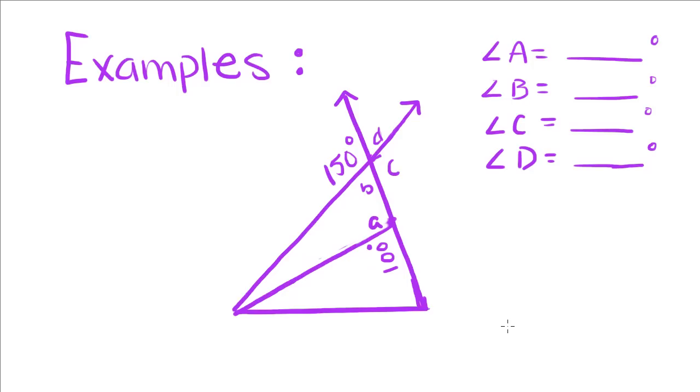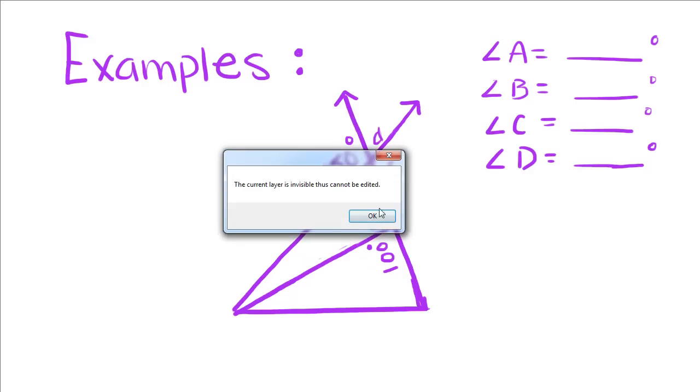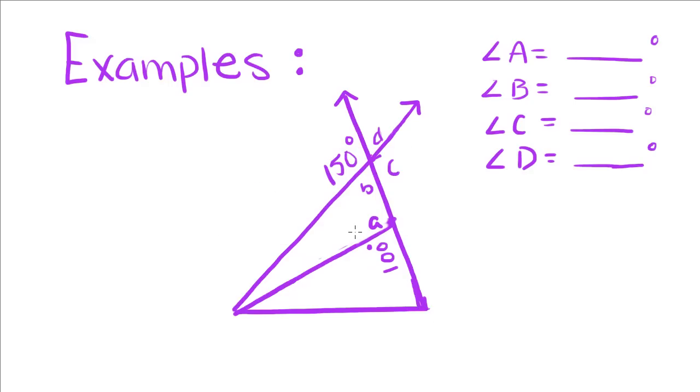Okay, so they want us to find the measure of angle A, angle B, angle C, and angle D. First, we can find the measure of angle A because this angle right here, which is equal to 100 degrees, and angle A are supplementary angles because they're adjacent, and their totals will equal 180 because this is a line right here.